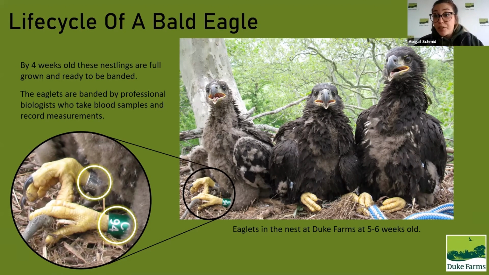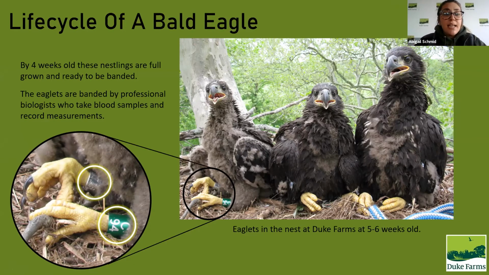So Kate was showing us those bands in the beginning. And here's another little zoom up of them. You can see really well in this photo. There are 2 bands that they get banded with. One is a state band. So that's the green band that is C94. Green is New Jersey. Every state has their own color. So New Jersey's green. And the silver band is a federal band, so like nationwide.